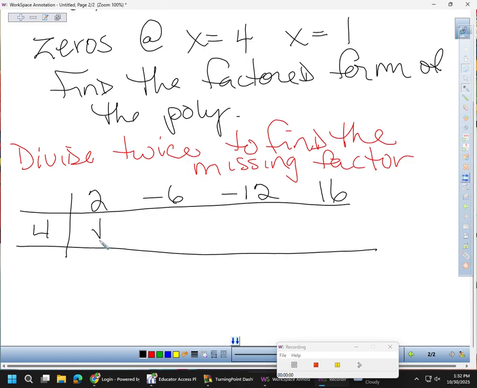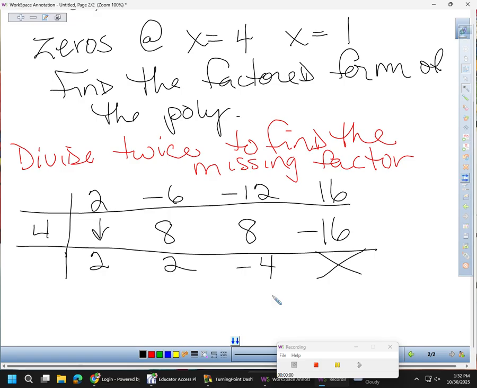I'm going to bring down my 2. 4 times 2 is 8. I add these together, I get 2. 4 times 2 is 8. I add these together, I get -4. 4 times -4 is -16, and there's no remainder. All right, so I've done 1.